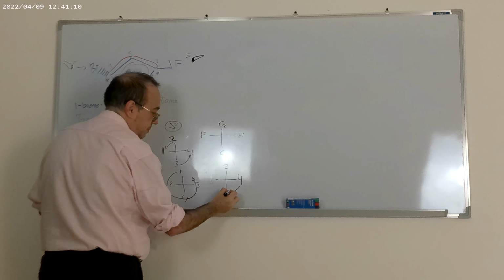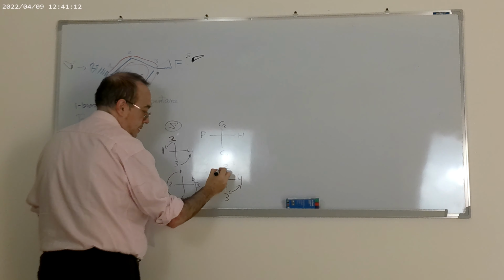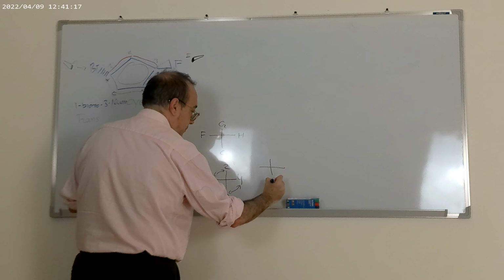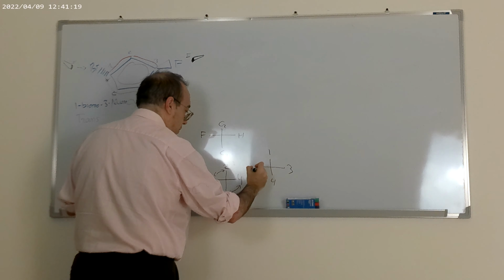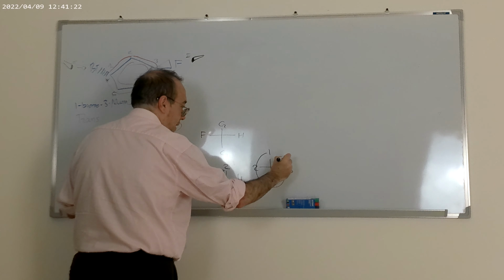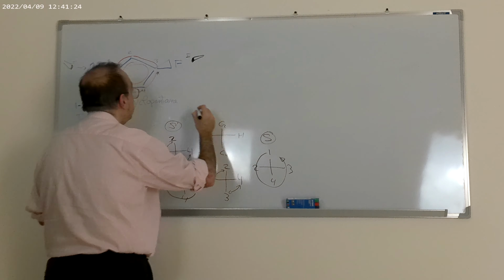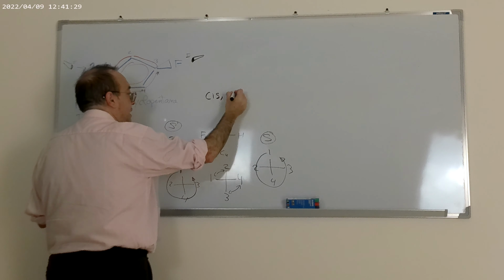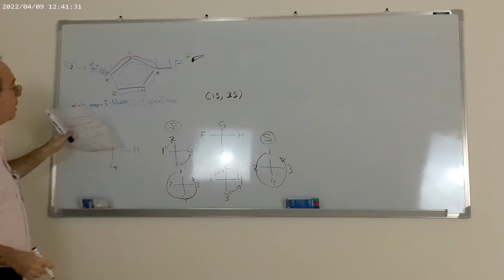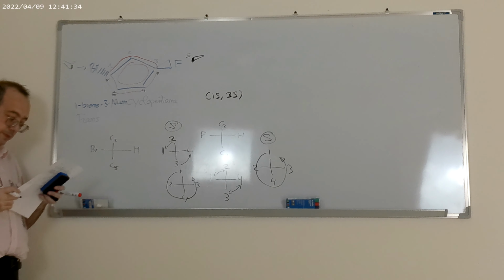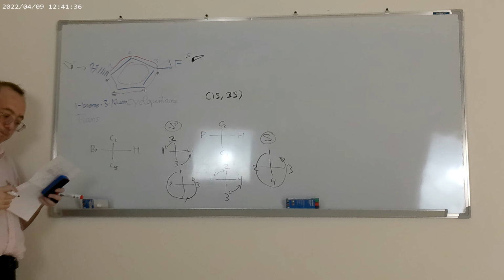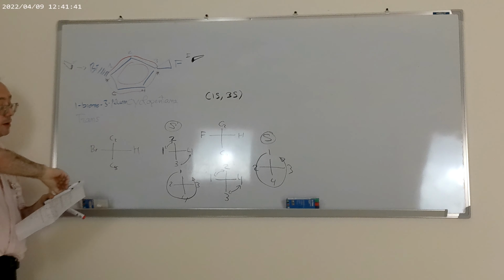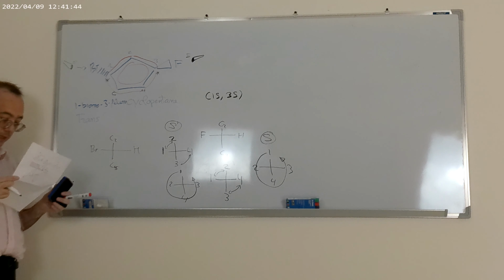That means we change the numbers in order to put the 4 down, and we have 4, 3, 1, 2, again anticlockwise, S. That means that this compound will be 1S, 3S, 1-bromo-3-fluorocyclopentane. Okay? Good. Go for question number 2. Okay?